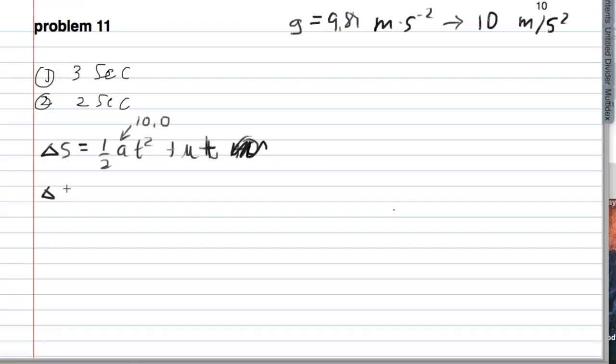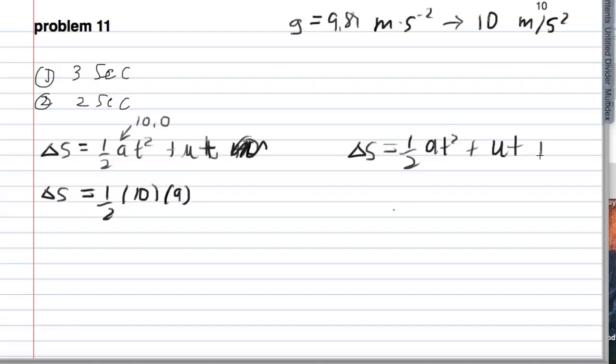So for the first ball, 3 seconds, we're going to have 1/2 times 10 times 9. And for the second ball, we'll use a similar formula. Delta S is 1/2 AT squared plus UT. And let's just be clear here. U is 0 because we're dropping it from rest. So we have delta S is 1/2 times 10 times 4. Awesome. So let's see what happens.